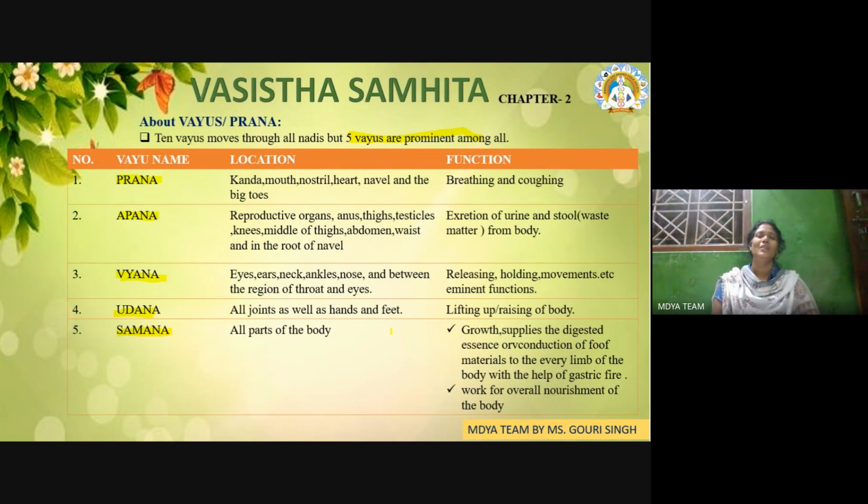UPSA, UPS then A. This is the sequence. U is in the upper region, then prana is in your heart region. S is below the heart region, then A is your apana vayu, that is in your pelvic region. Then vyana is all over the body.